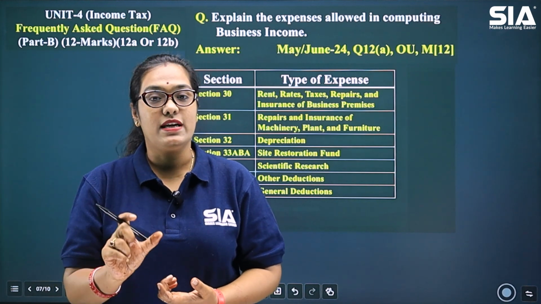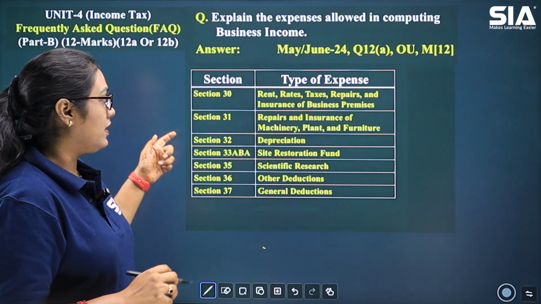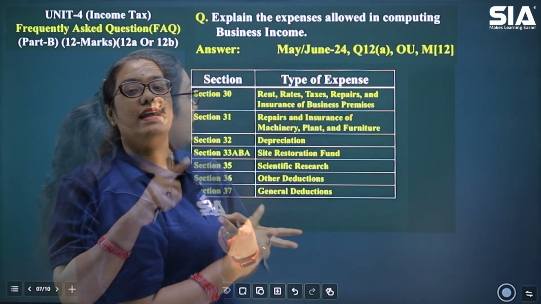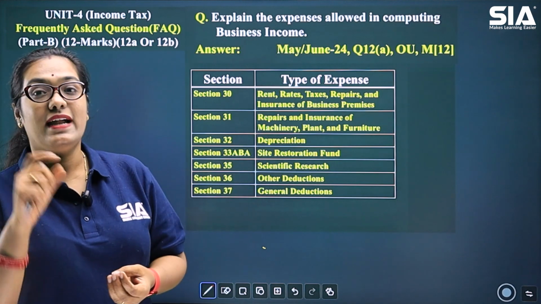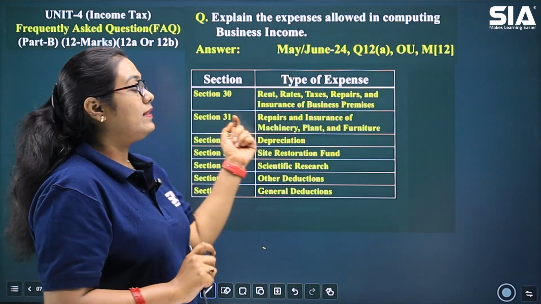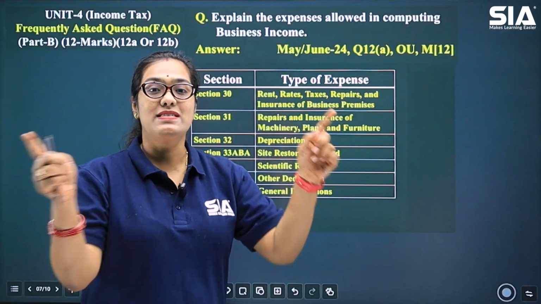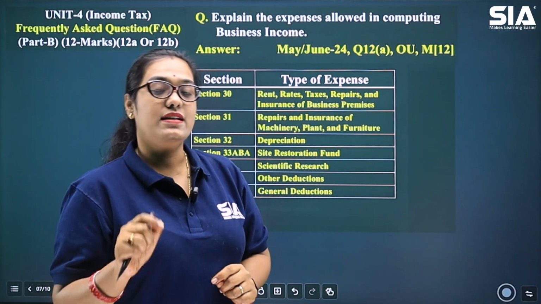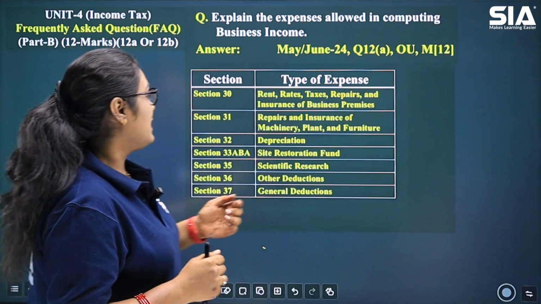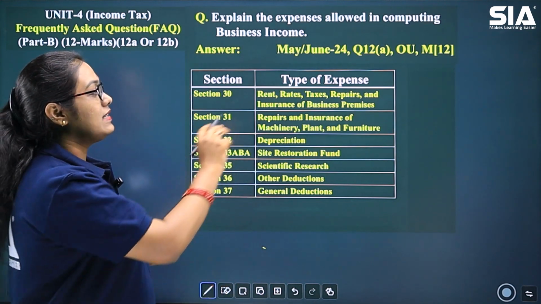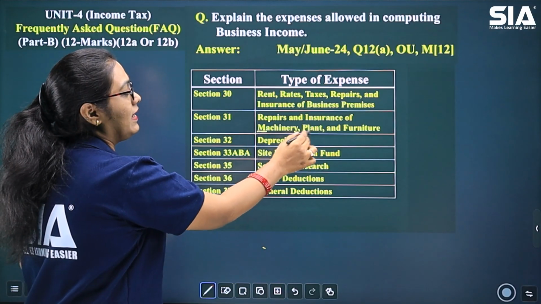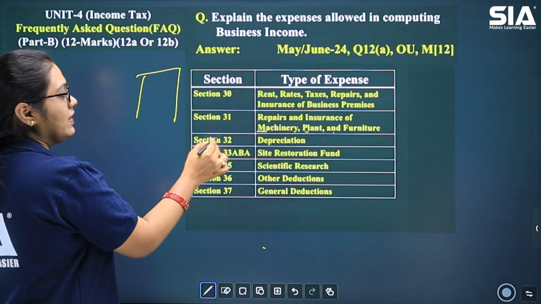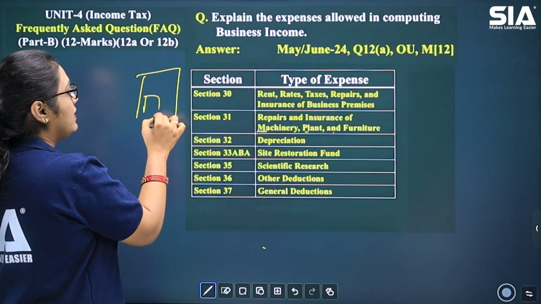These are allowed under which section? It is allowed under section 30. So section 30 deals with any kind of rent expenses, any kind of taxes, repairs that have been related with the business premises. That means the business building, the building where the business is run. That is under section 30. Section 31 is about repairs and insurance of machinery, plant and furniture. So the first section is about the building. The next section is about the items in that building.